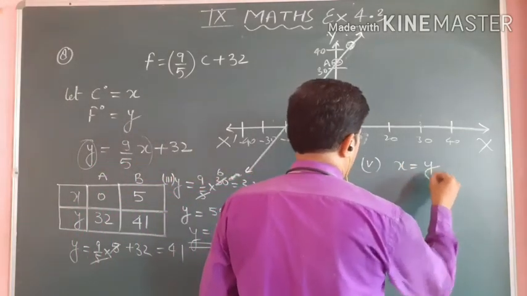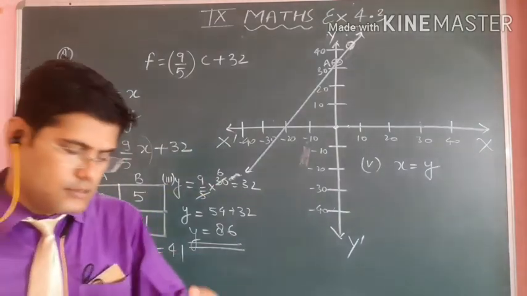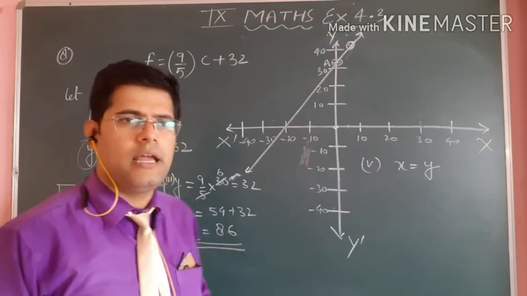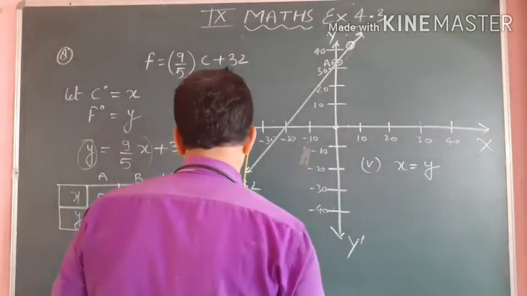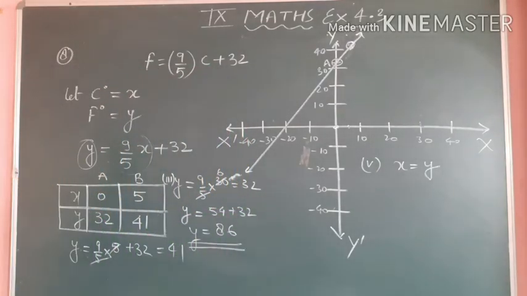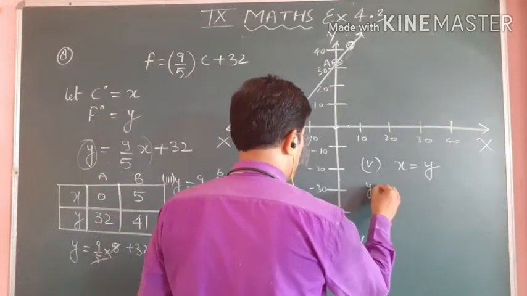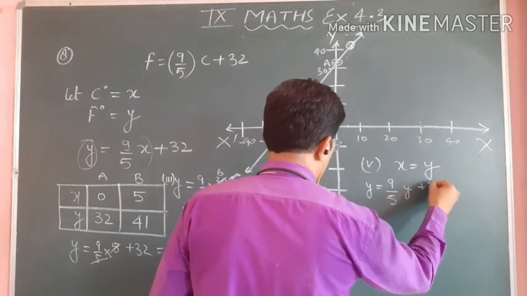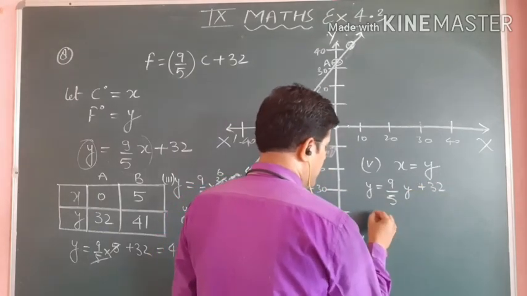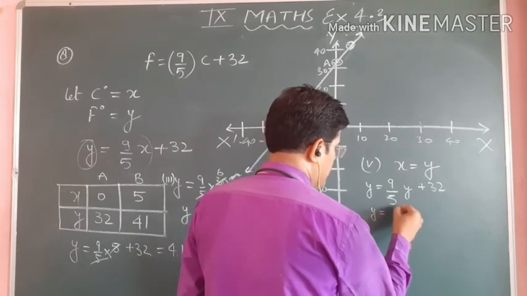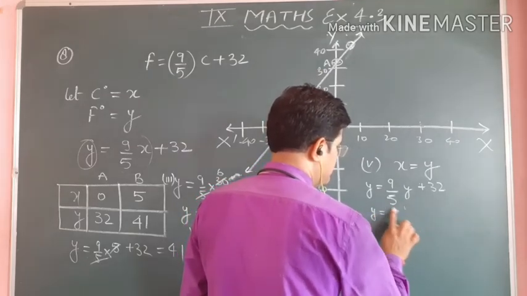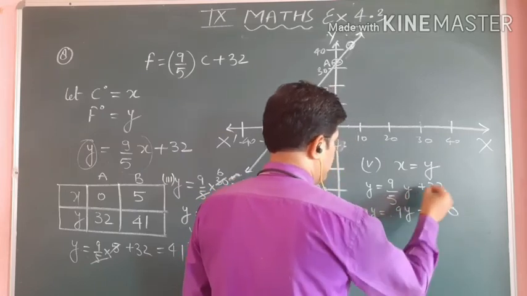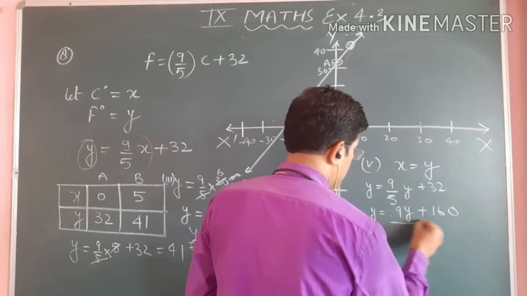Celsius equals Fahrenheit. You can see in the sum also, is there any temperature where numerically both Fahrenheit and Celsius are the same? We can take x and y equal. So put x equal to y. Then y equals 9 upon 5y plus 32. Firstly take the LCM. Then y is equal to 9y plus 5 times 32, which is 160, upon 5.